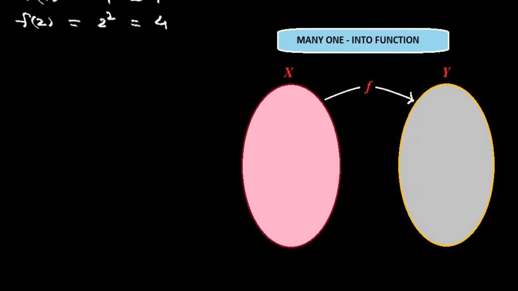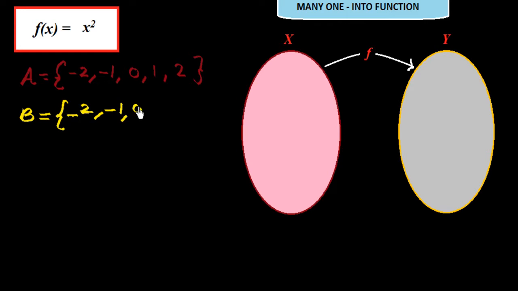Now we see many one into function. Taking the same function f of x is equal to x square here. For set A, we are taking minus 2, minus 1, 0, 1 and 2. The same elements we are taking as we have taken in the previous example, many one onto function. And in B, we are taking minus 2, minus 1, 0, 1, 2, 3, 4. These elements we are taking.